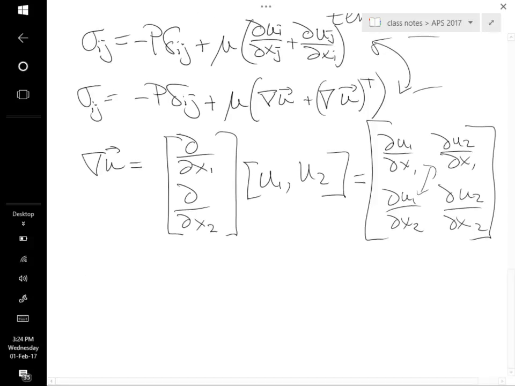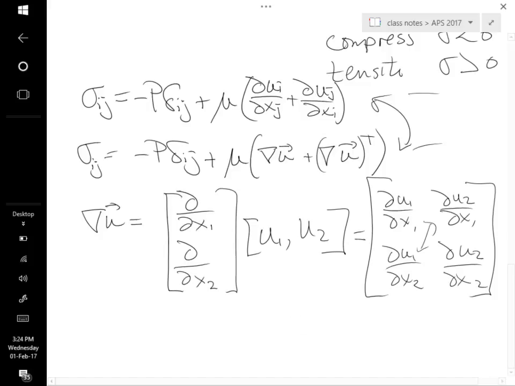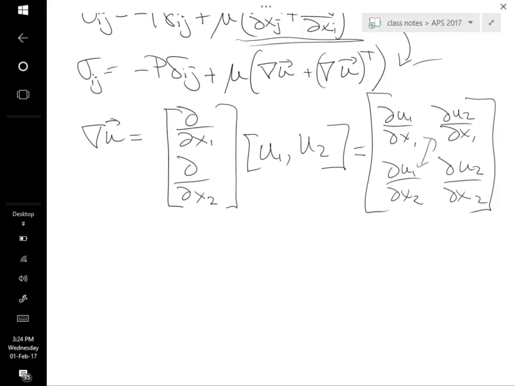Another way to write this is like this. We just recognize that this term here is 2 times the strain rate tensor, so we can write it like this.